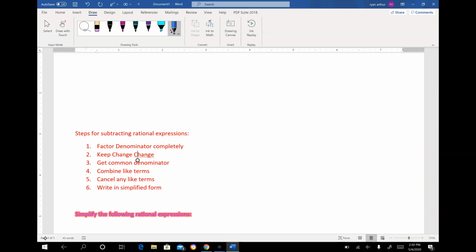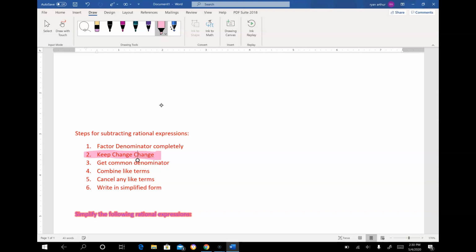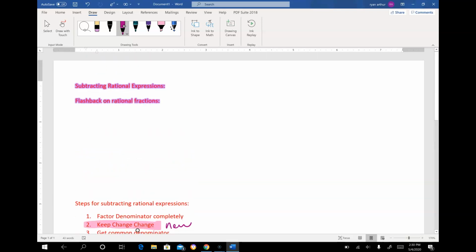You can do it in whichever order you like. I've just been doing it the same way for so many years. So you can do these same steps for adding. The only thing that is new for subtracting is going to be this. That's the only new thing. Okay, everything else is what you do for adding except number 2. Okay, so before we get there though, let's do a flashback with subtraction with rational fractions.